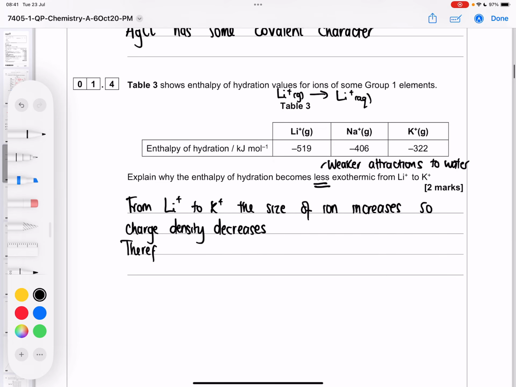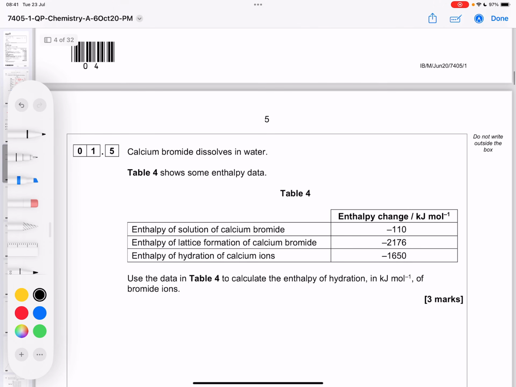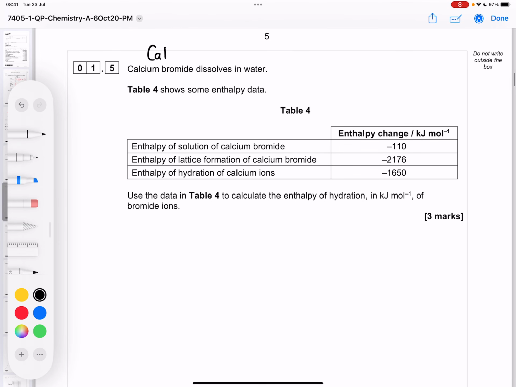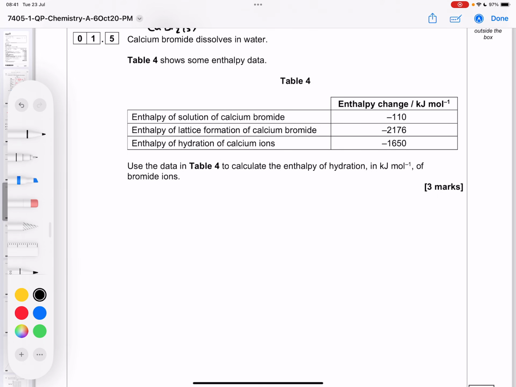Therefore, because the charge density decreases, there are weaker attractions between the metal ions and water. Which bit of water would attract to the positive metal ion? It would be the delta minus oxygen in water. This would be the negative part of water. Calcium bromide, CaBr2 solid, dissolves in water. Use the value to calculate the enthalpy of hydration of bromide ions.